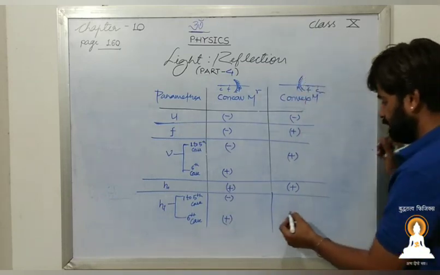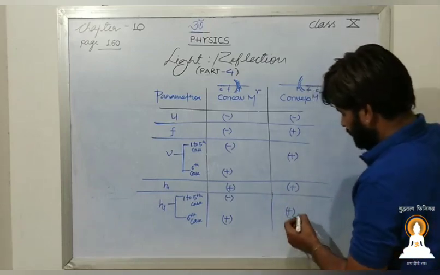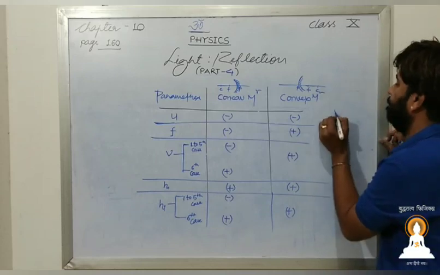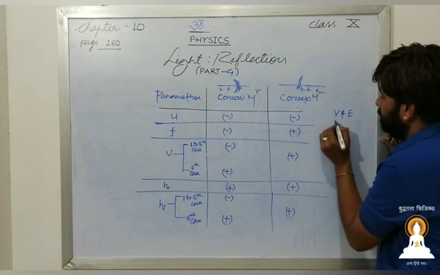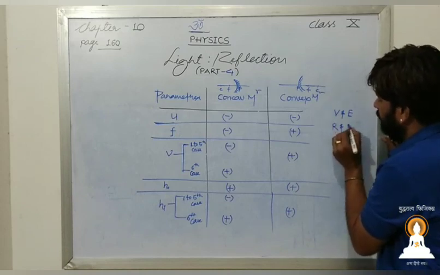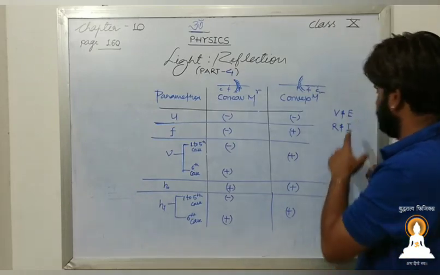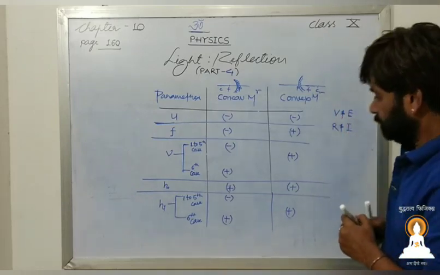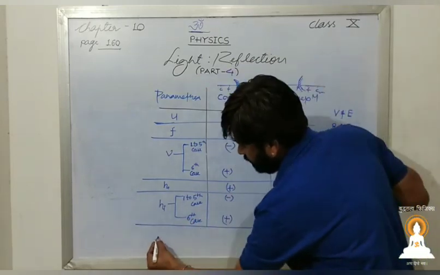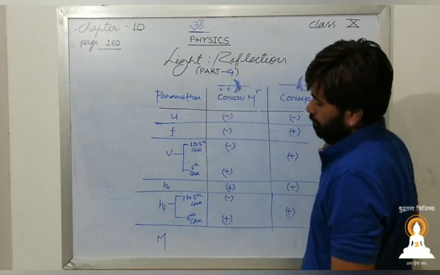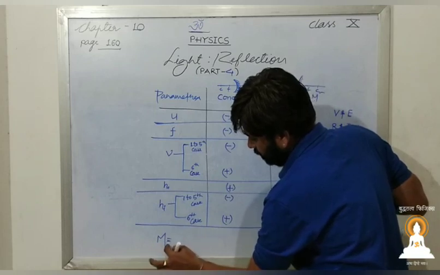In the case of convex mirror, the image will always be erect. Remember, the image which will be virtual, that will always be erect, and the image which will be real, that will always be inverted. Yes, remember this. Okay, so height of image we have already done. Now magnification. We know the formula for magnification, that is height of image upon height of object.